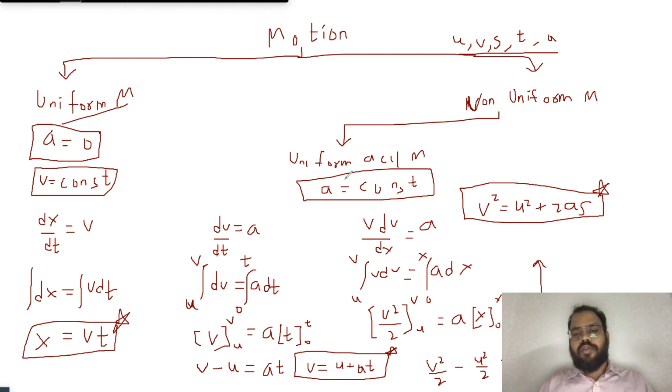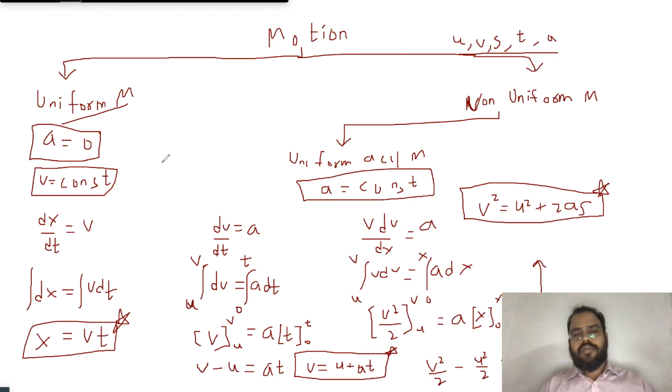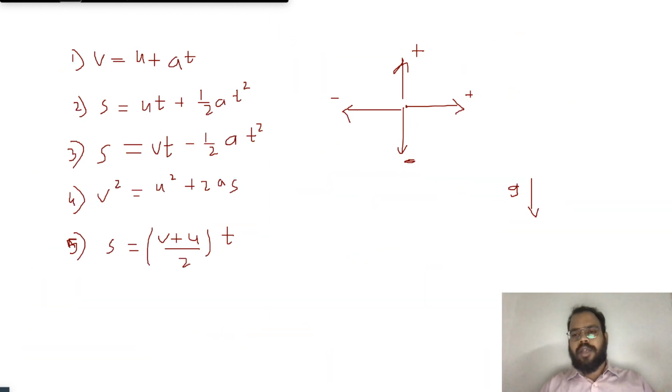So in uniformly accelerated motion, we got the derivation of two equations, that is v is equal to u plus at and v square is equal to u square plus 2as. Now simultaneously solving these, you get the rest of your equations, that is v is equal to u plus at, s is equal to ut plus half at square, s is equal to vt minus half at square, where v is your final velocity, v square is equal to u square plus 2as, s is equal to (v plus u) by 2 into t. So now we are done with two types of motion. One is uniform motion, second is uniformly accelerated motion.